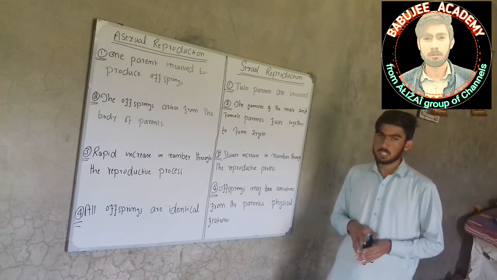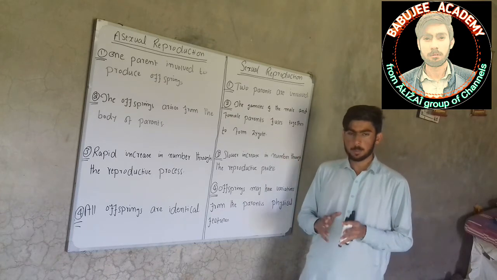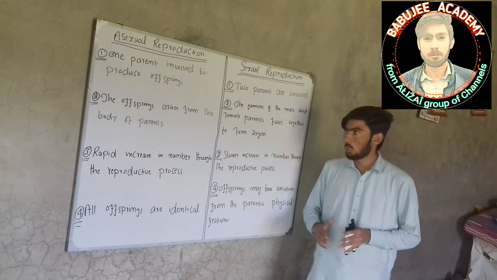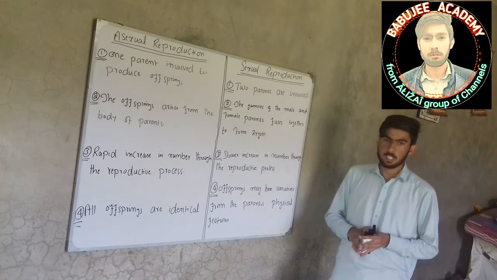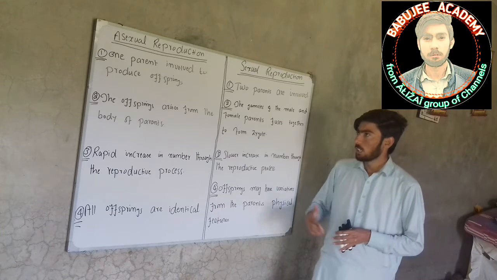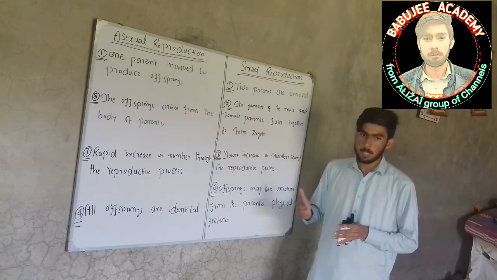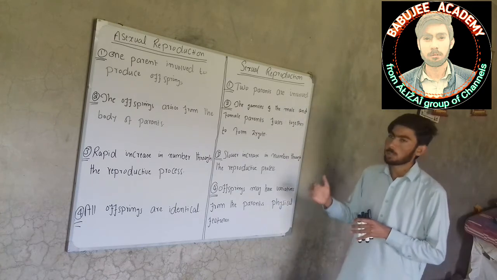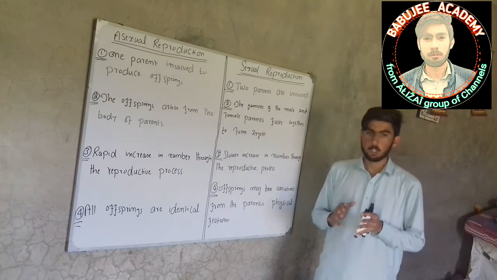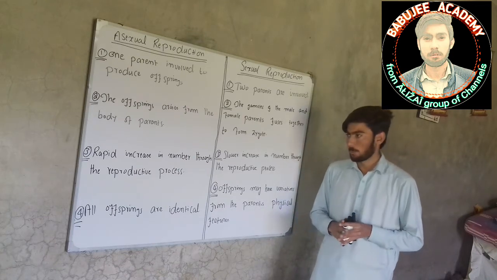Now let me summarize what we studied. We studied that in the production of offspring in asexual reproduction, only one parent is involved, while in sexual reproduction, two parents are involved, male and female. In asexual reproduction, offspring arise from the body of the parent, while in sexual reproduction, gametes of the male and female fuse together to form a zygote. Zygote is the fusion of sperm and ova.